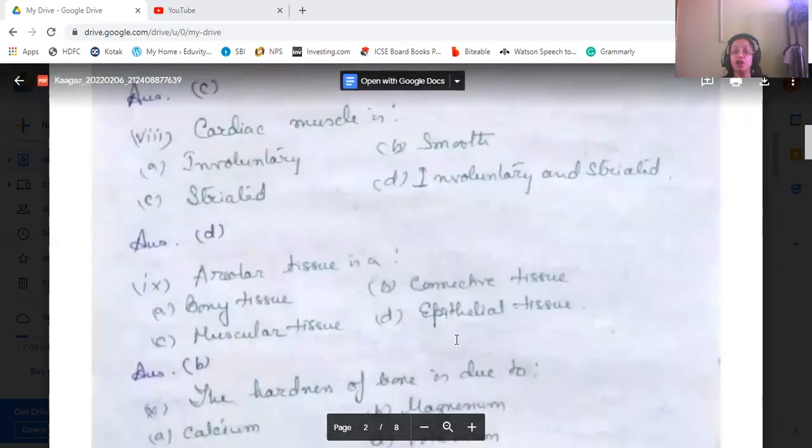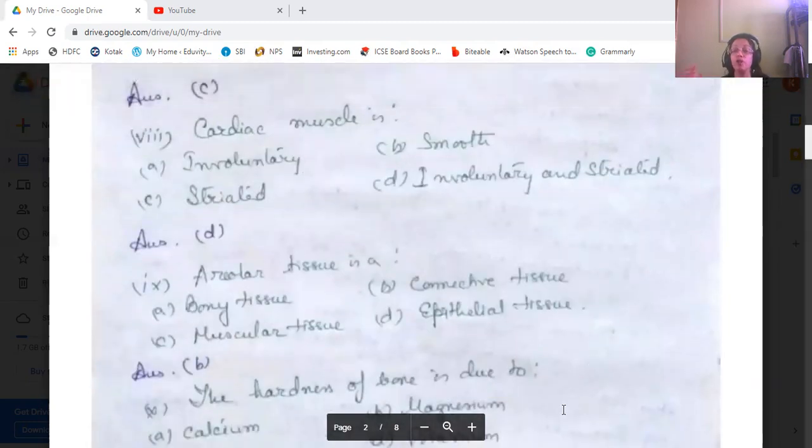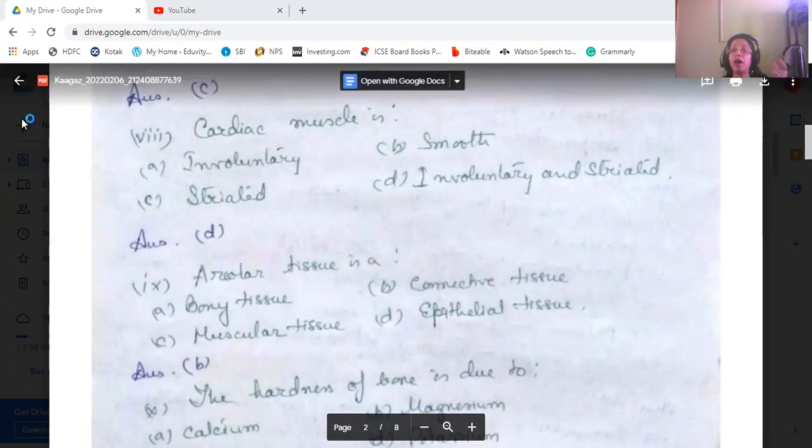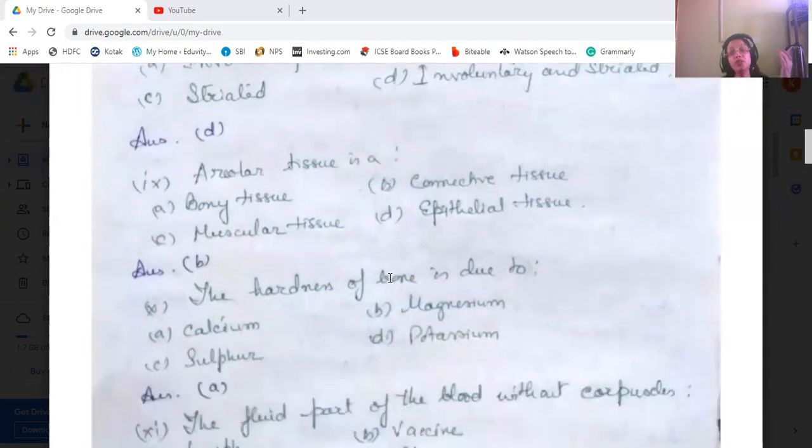Next is areolar tissue. Areolar tissue is a bony tissue, connective tissue, muscular tissue, or epithelial tissue. It's a connective tissue. Areolar tissue is a connective tissue. You can get the answers from my text videos which I have made. Okay, so please go through that. You will get the answers from these text videos automatically. Okay, you will understand from there.